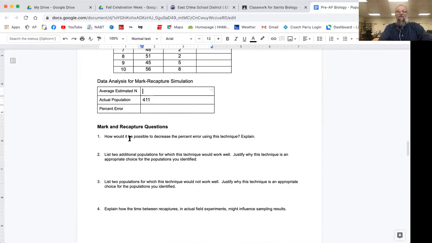You can also then answer these 4 questions. So number 1, we sort of just addressed. More consistent sample size, making sure you mix the bag frequently and well, using larger repeated trials. 2, this will work on any organism that is mobile. Mark and recapture requires the organism to be mobile. So anything that will move and remix with its own population, you can do mark and recapture with. It doesn't work on things that are non-mobile.